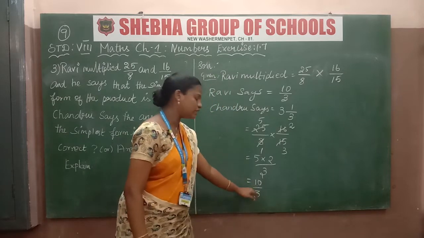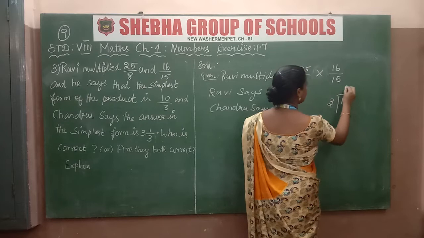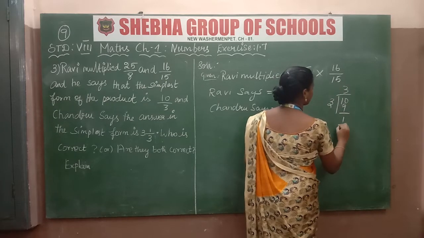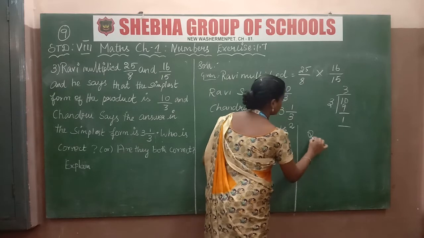So we have to divide 10 by 3. In 3 tables, 3 threes are 9, so the remainder is 1. So we have to change it by the Q R by D method.